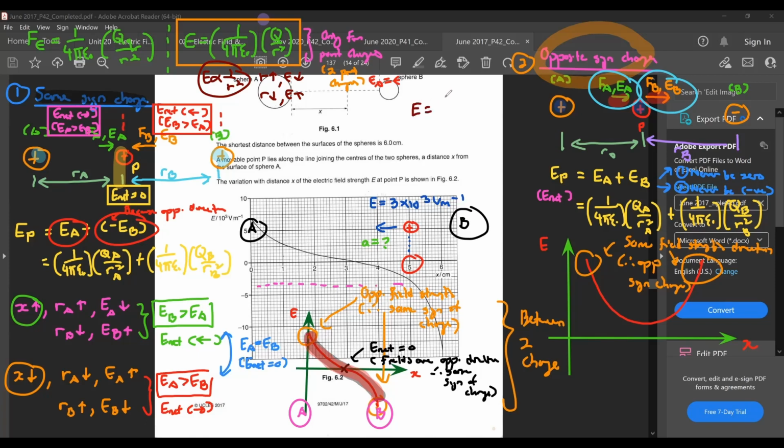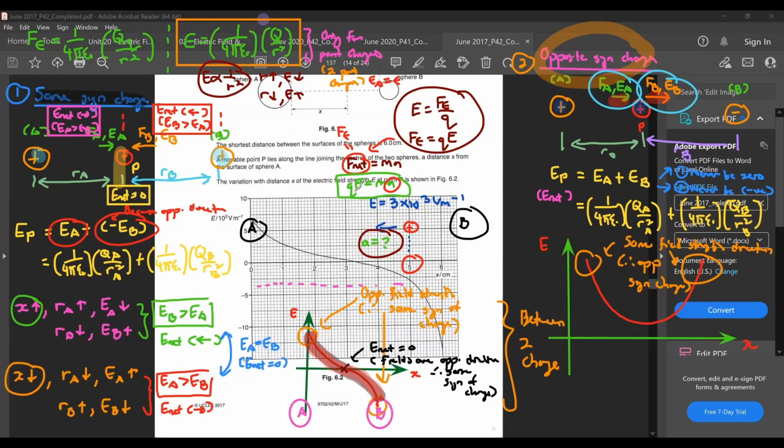E is Fe over Q, so that Fe is equal to QE. This is number one. When you're dealing with acceleration, you will always use F net equals to MA. In your case, your F net is actually equal to your Fe. So this one you need to sub in so that you get QE equals to MA, from which you can now find out what is A.